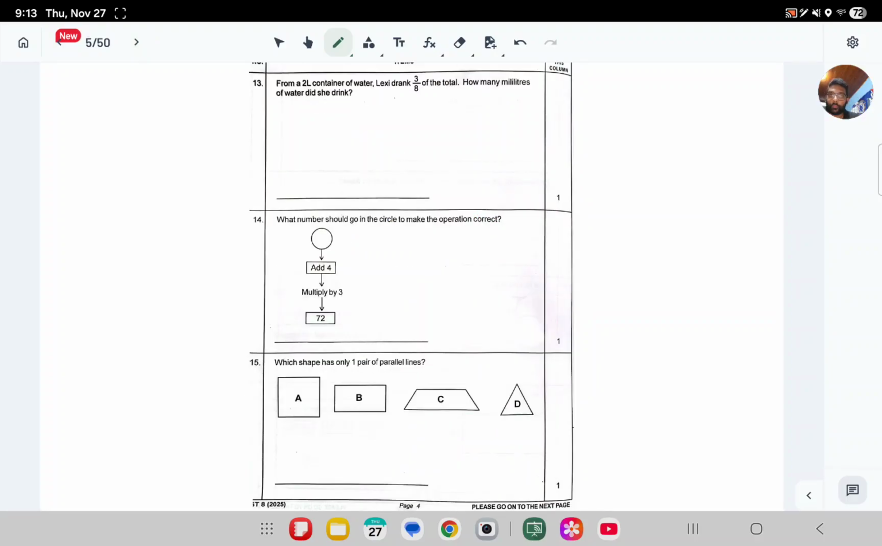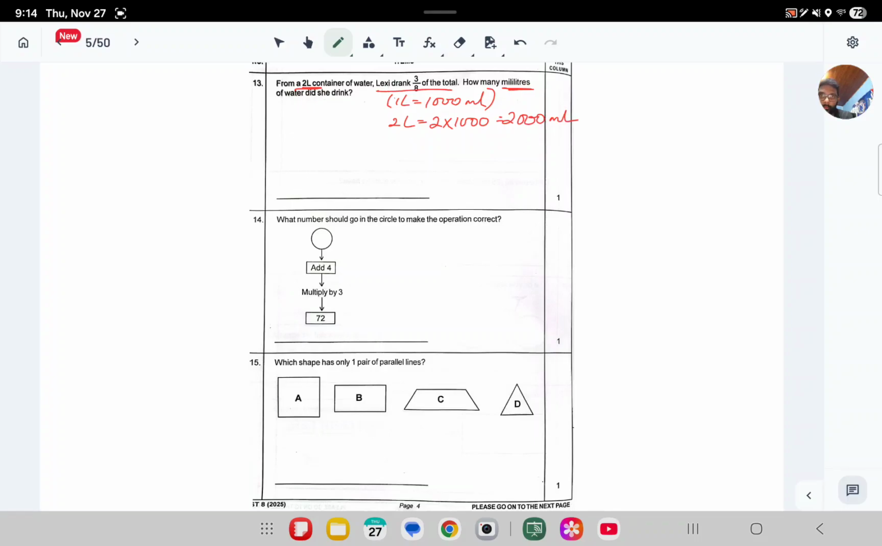Number 13, from a 2-liter container of water, Lexi drank 3/8 of the total. How many milliliters of water did she drink? So we want our answer in milliliters, but we have liters here, so we convert. We know that 1 liter is equal to 1,000 milliliters. So therefore, for 2 liters, it would be 2 multiplied by 1,000, which is equal to 2,000 milliliters.